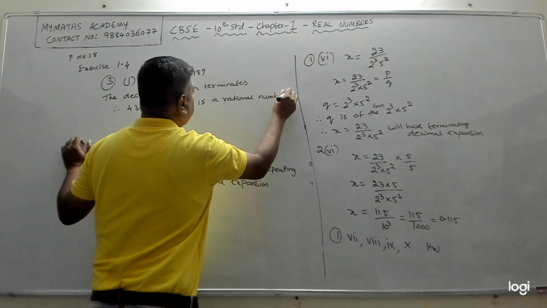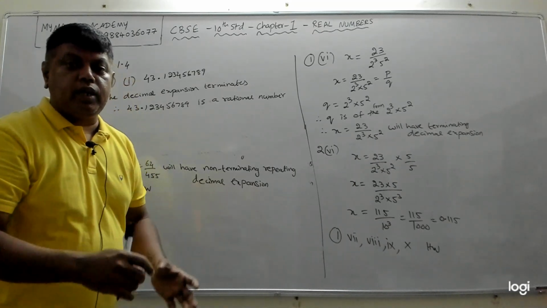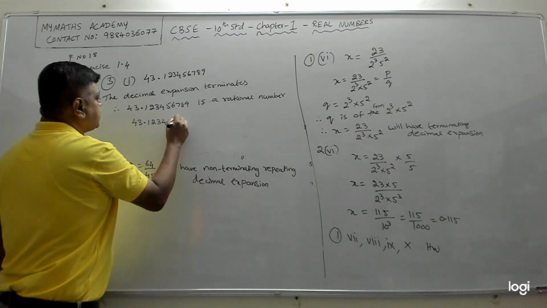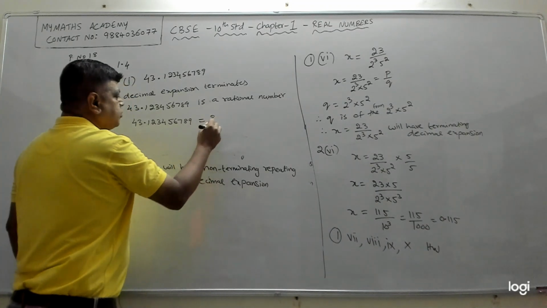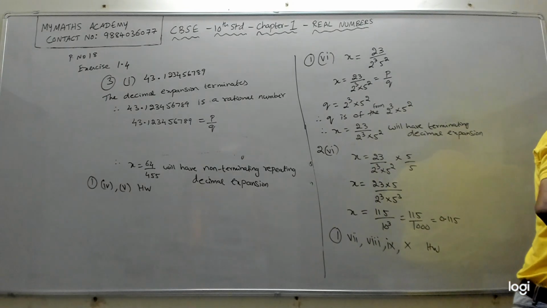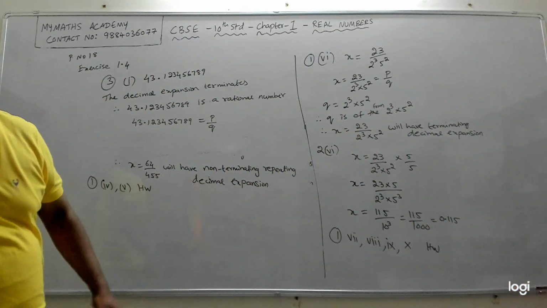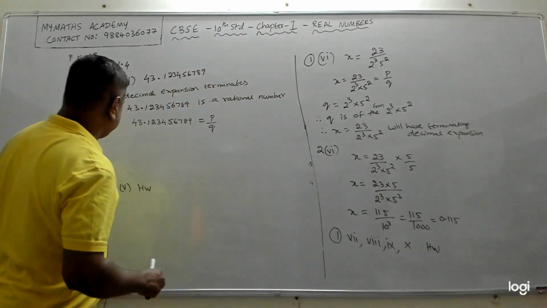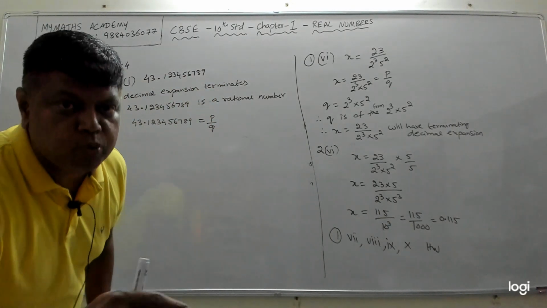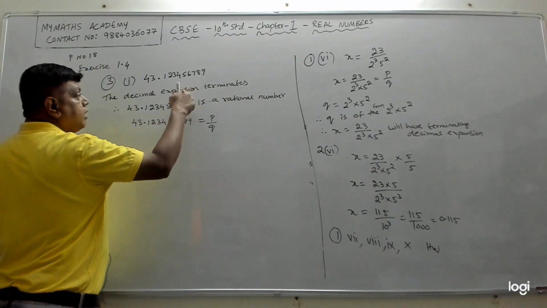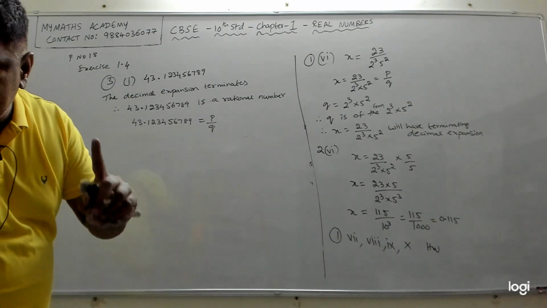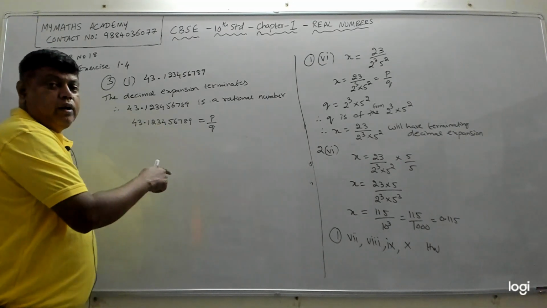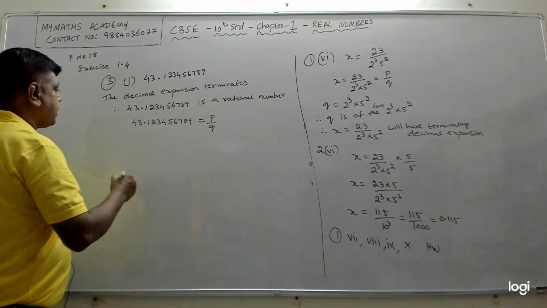Now if it is a rational number, we need to talk about what we can say about the prime factors of q, which means I can write 43.123456789 equal to p by q. You can write it in the form of p by q because it is a rational number. You need not convert this into a fraction. But they are asking what can you talk about the prime factors of q. Since it has a terminating decimal expansion, by our theorem 1.5 in your textbook, page number 16, whenever x has a terminating decimal expansion, then q will be of the form 2 power m into 5 power n.